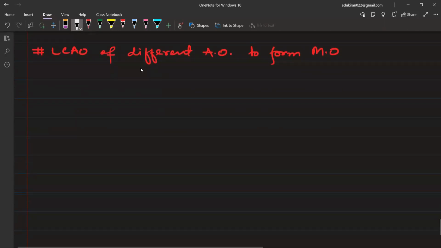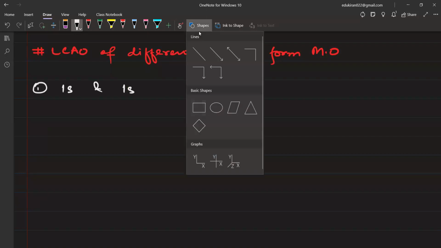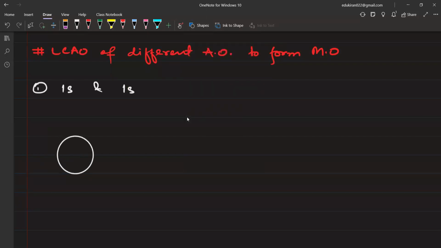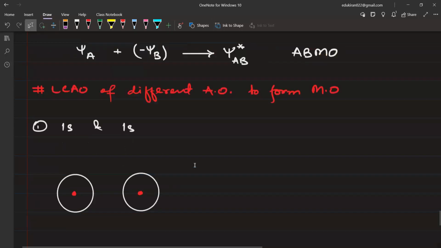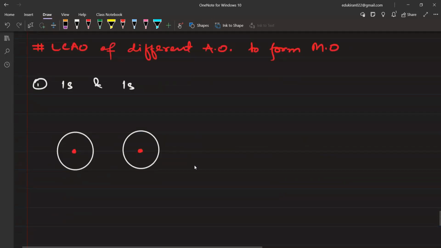Look, guys, 1s and 1s. Okay, so all of you please see this and don't write anything. This is your 1s orbital. This is another 1s orbital, and let me just mark the nucleus here. This is the nucleus. Okay? Now obviously both of them can go into two routes, subtraction and addition. Subtraction happens when you have different phase, and addition happens when you have same phase. So when I say subtraction, that means different phase. Addition means same phase.